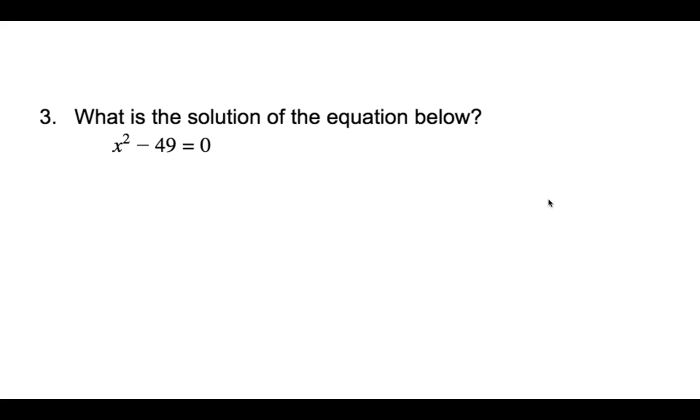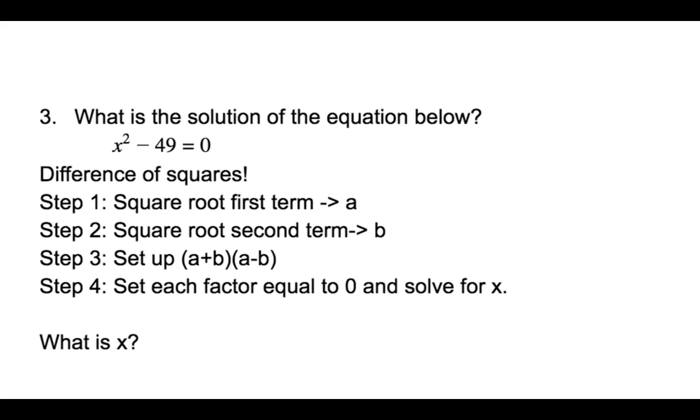Number 3, go ahead and find the solution to this equation. x squared minus 49 equals 0. So I'll give you guys a chance to try that out. This is actually a difference of squares problem. Remember, difference of squares, you're going to take the square root of this first term, we're going to call that a, square root the second term, we're going to call that b, fill in, so it's going to be a plus b times a minus b.